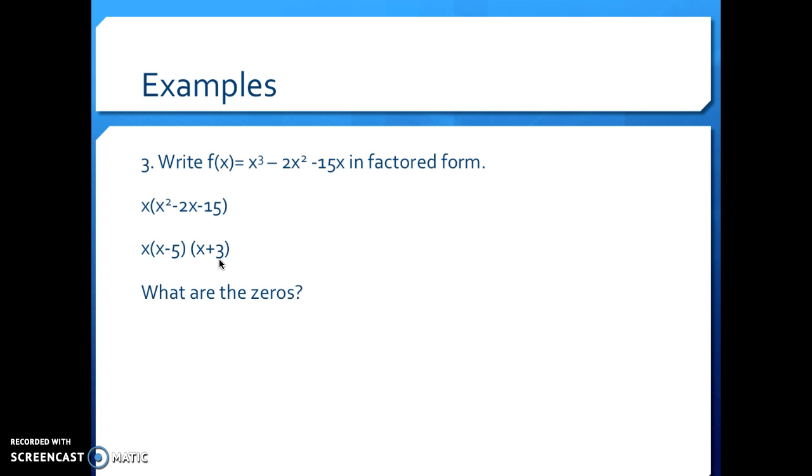So the zeros are going to be x equals 0 because, well, x equals 0 right here. Then you have x minus 5 equals 0. You go ahead and add the 5 to both sides, and you get a +5. And x plus 3 equals 0. You subtract 3 from both sides, and then you get a -3. Okay, I apologize. That should be a negative right here. So your answer would be 0, 5, and -3.